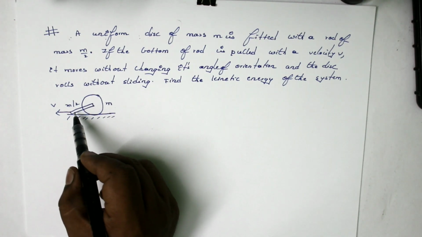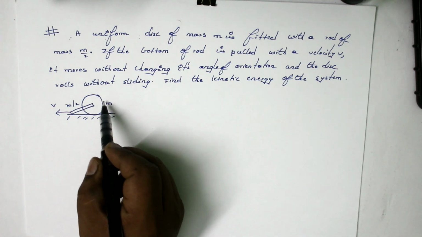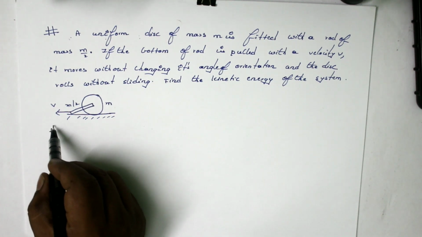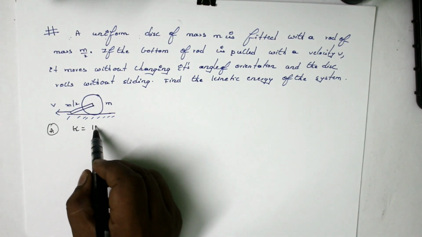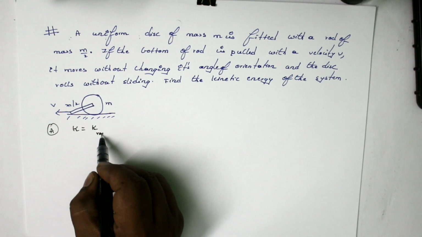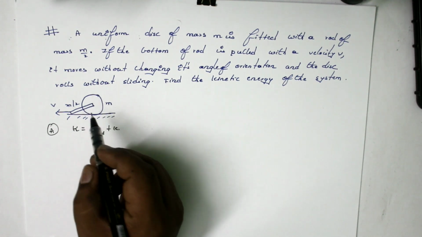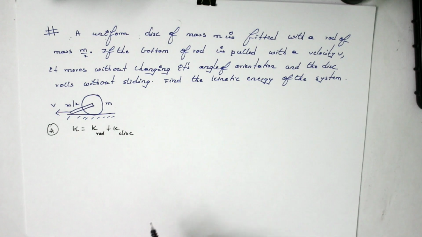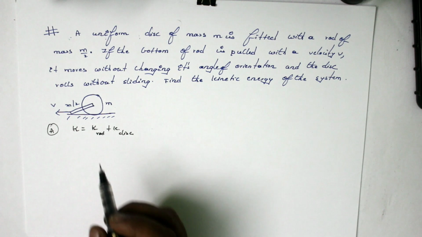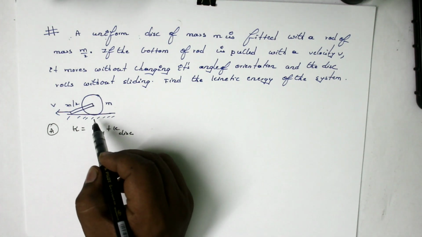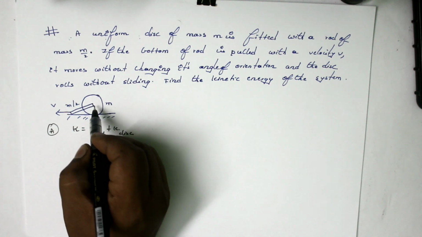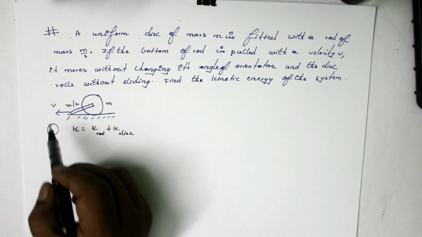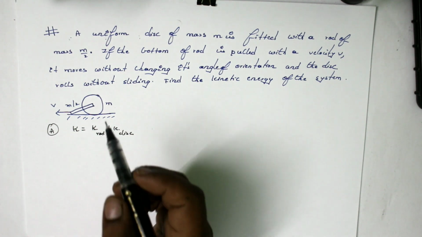System means here kinetic energy of rod plus kinetic energy of this disc. So let us see how we can do this question. Total kinetic energy is equal to kinetic energy because of this rod plus total kinetic energy of this disc. Now what about the total kinetic energy of the disc in this condition? The disc is rolling. It means it is having rotational motion as well as its center of mass is traveling with a velocity of v.